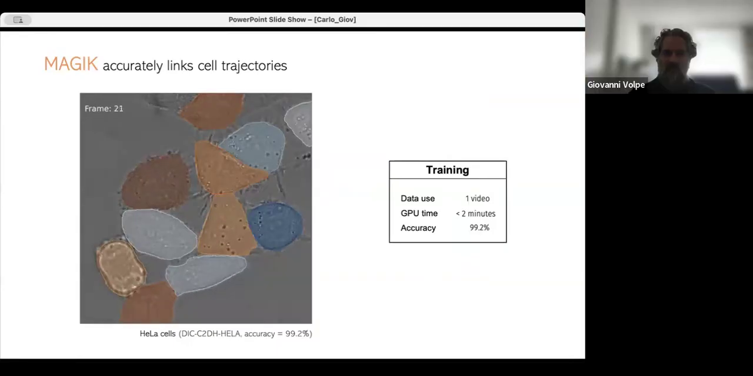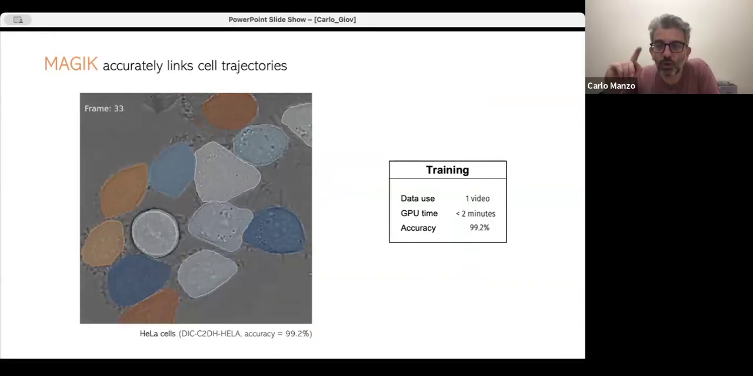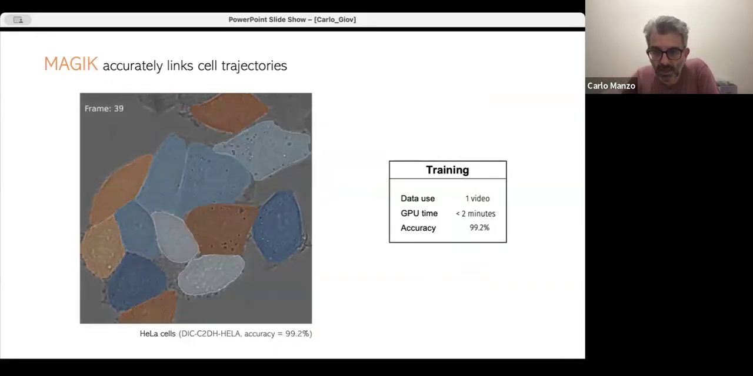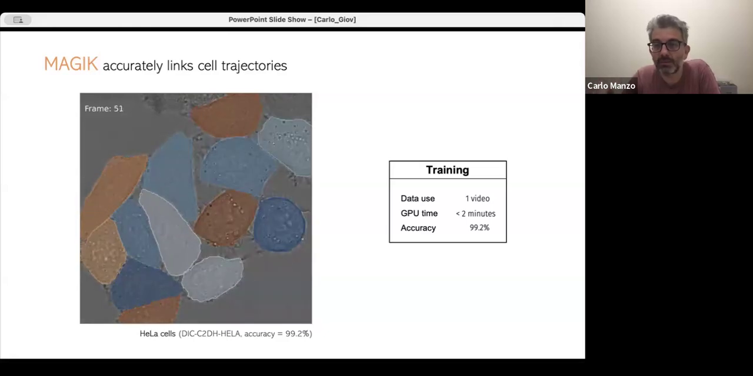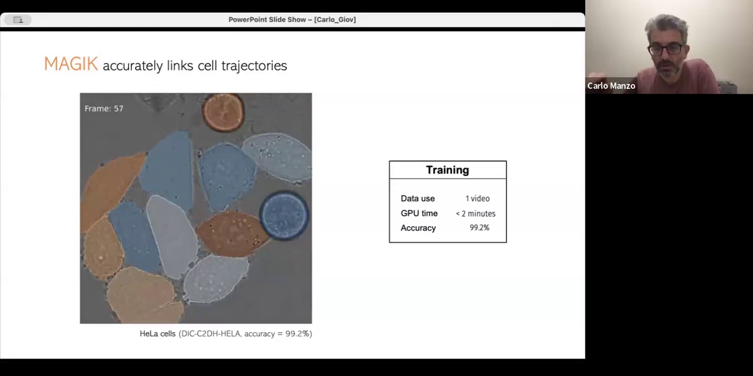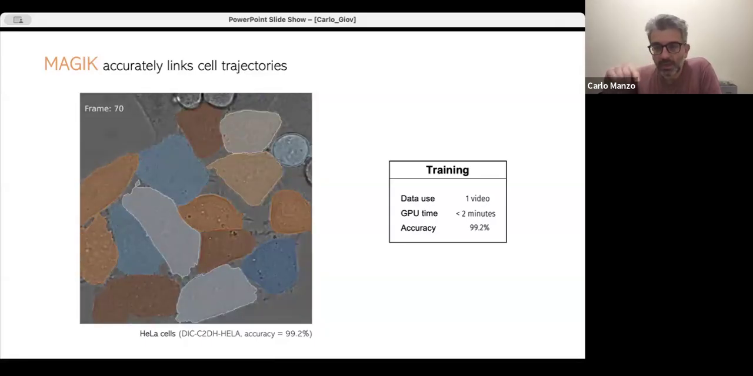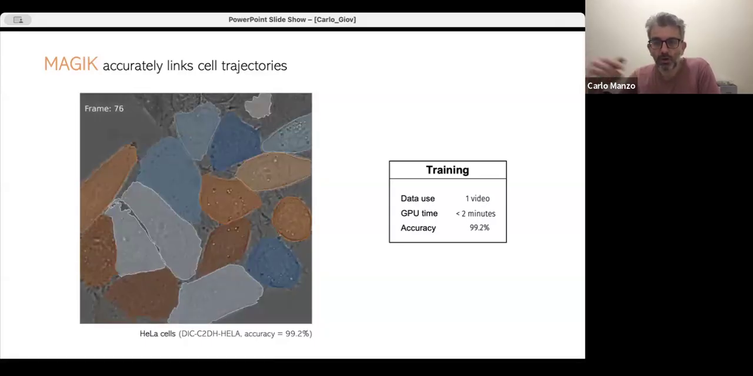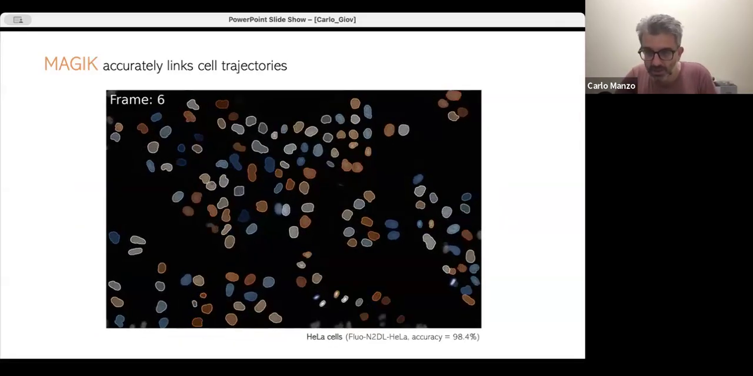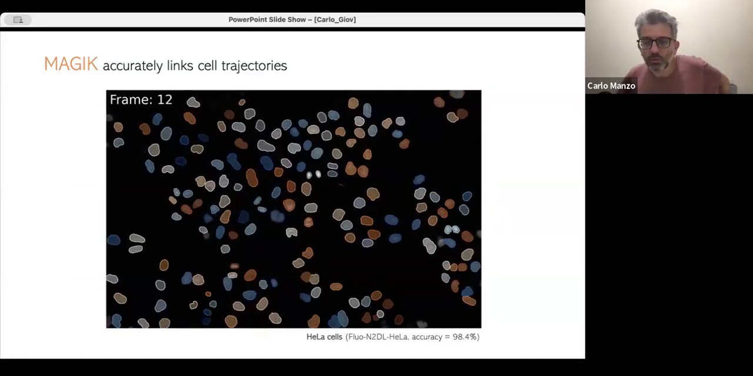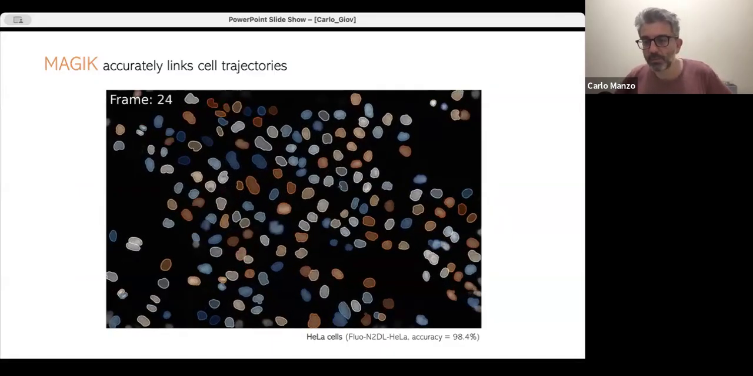No, it's me. Okay. So basically, the important thing here is that we trained Magic on only one movie, and still we get extremely good performance that is competitive with the performance of the top scoring teams in this benchmark. And even if we move on to the next one, even if we change the temporal and spatial scale of the movie, we still get very, very nice tracking with super high performances.